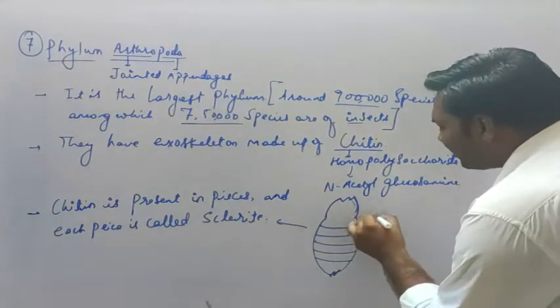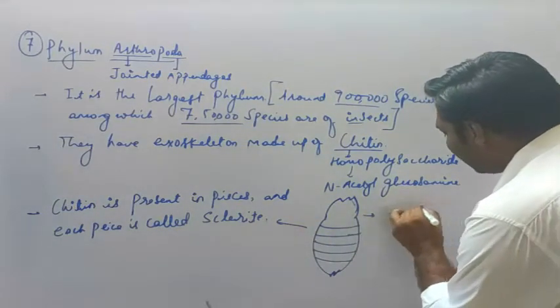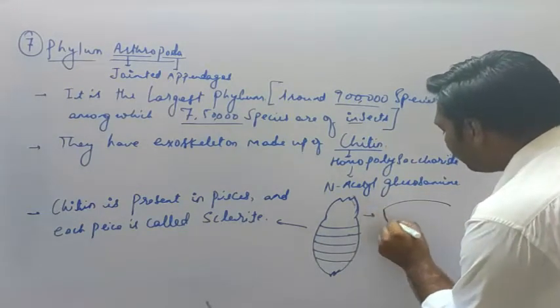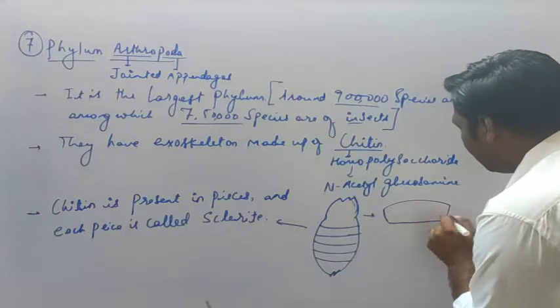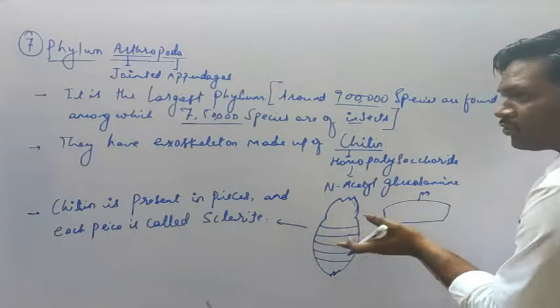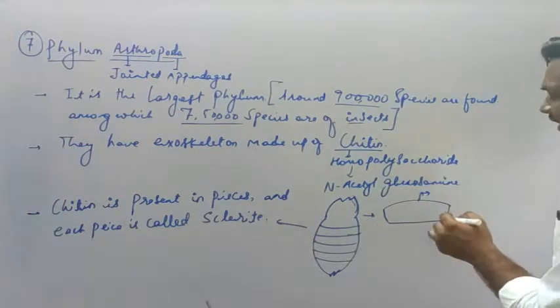If we draw the segment like this, suppose this is the part, this part is referred to as the dorsal part. I am drawing a section that is a single sclerite.